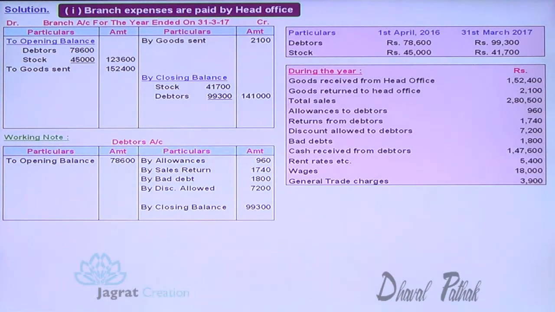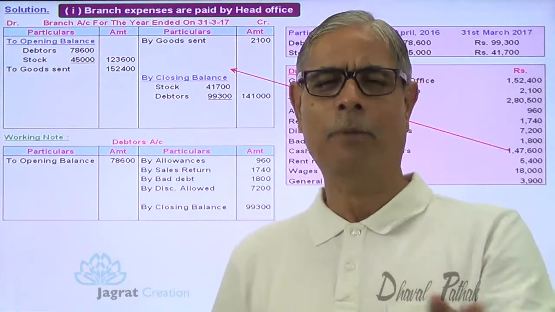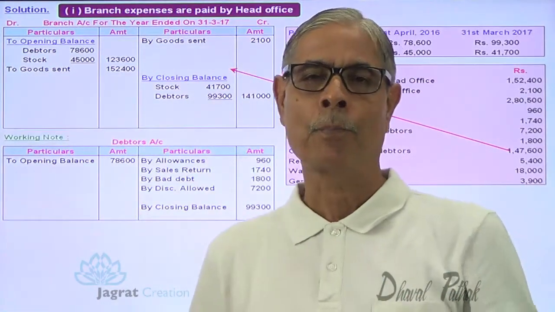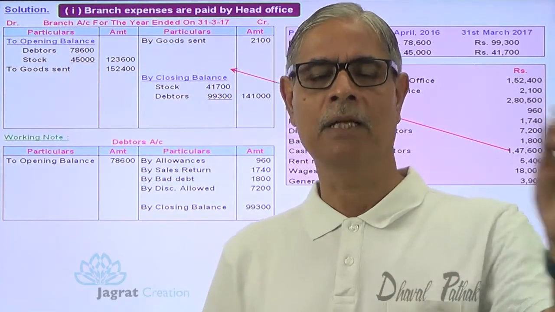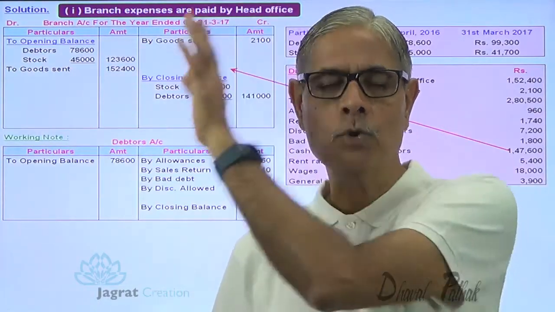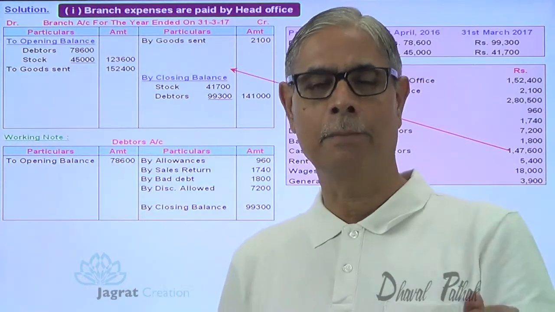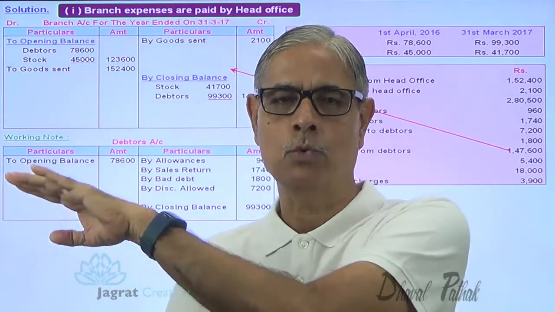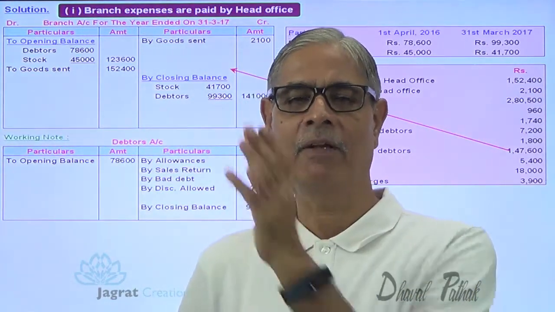Then cash received from debtors. Whatever cash is received by the branch, cash received from debtors cannot be recorded in this branch account. But whatever cash is received by the branch from customers is required to be remitted by the branch to HO. So what is this transaction? Cash received from customer is remitted by branch to HO. So remittance to the HO is a transaction between branch and HO.